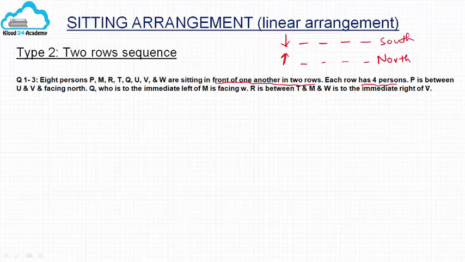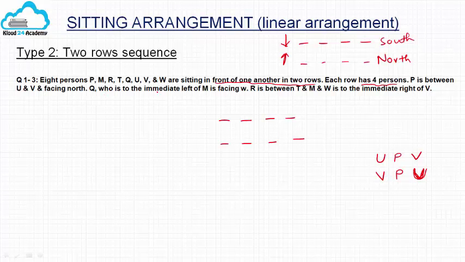Now P is between U and V and facing north. So U, P, V. P is between U and V, or it can be like this. Both the cases are possible as of now. P is between U and V.